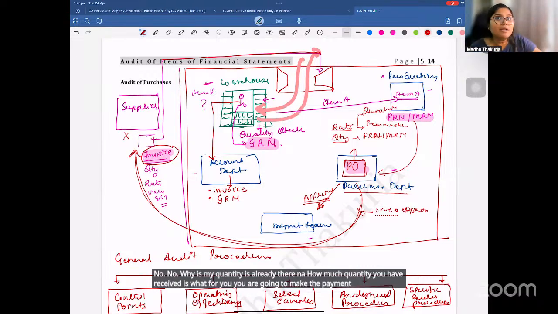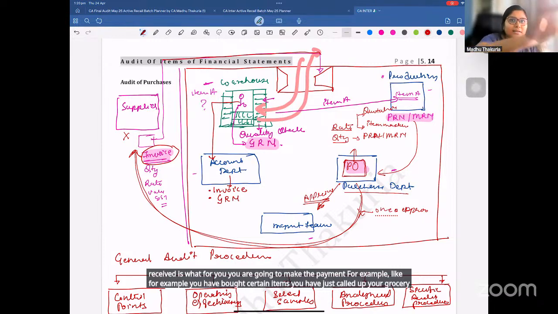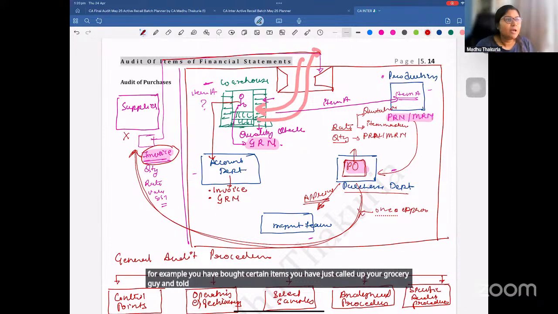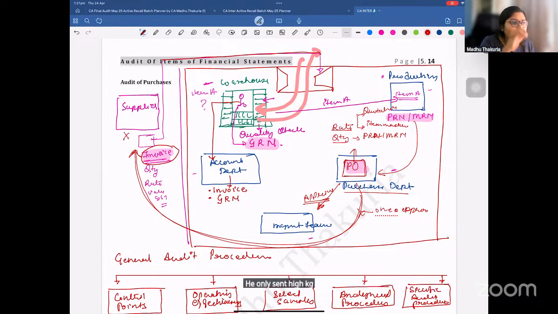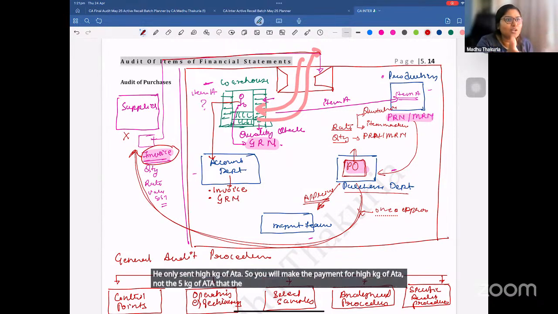For example, you have bought certain items. So you called up your grocery guy and told him to bring this much coriander, mint and spices. The material has reached your factory, or your house, and then you will make the payment. For example, you asked for 5 kgs of atta, but he only sent 2.5 kg. So you will make the payment for 2.5 kg of atta, not the 5 kg that you raised in the PRN or the PO. Are you understanding?